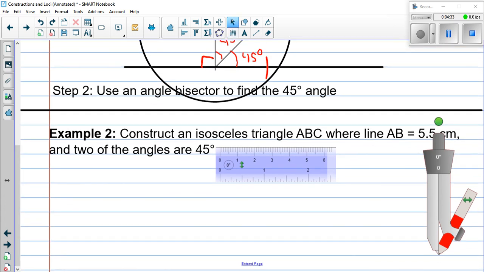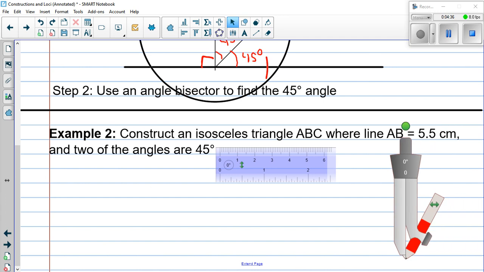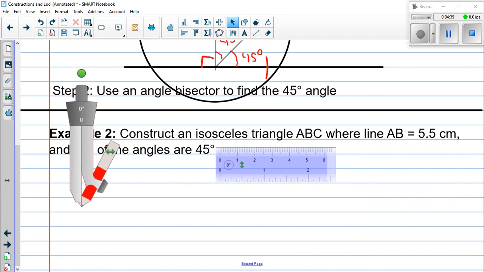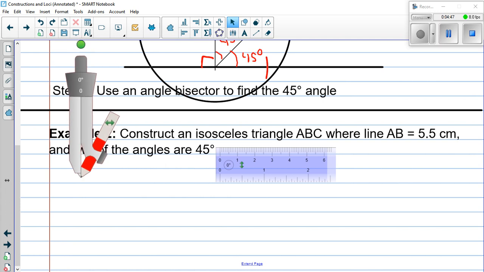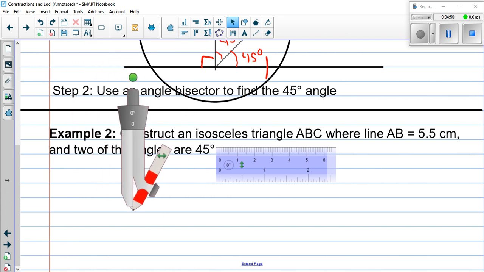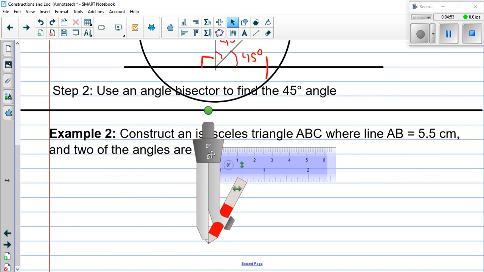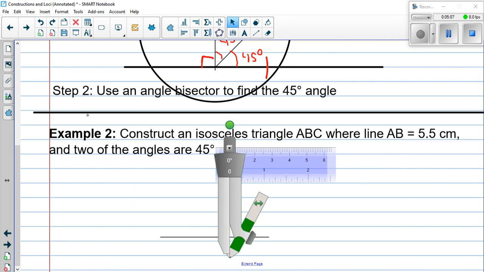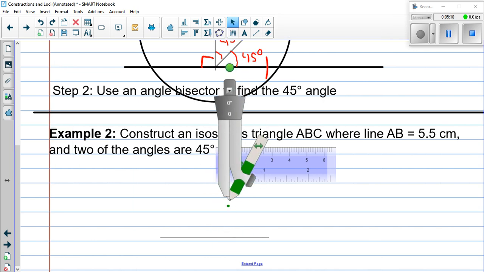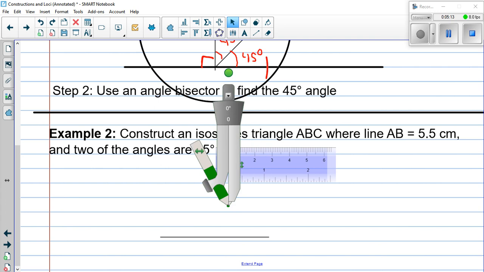So here, we want isosceles triangle ABC, where AB is 5.5 and two angles are 45 degrees. So, it doesn't tell us which two angles, so that is kind of nice. So what are we going to do here? Well, let's start off. As always, our step 1 is draw a line. And let's mark a little point above it that we're going to use. So there we go. So let's start off by making our 45, or sorry, our 90 and then our 45.